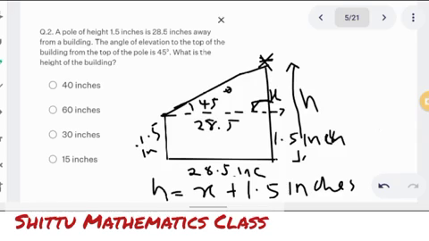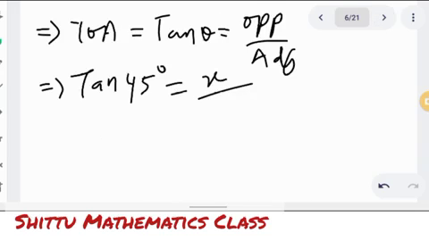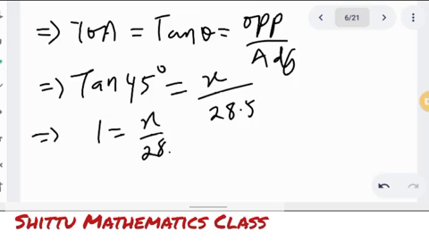Are you getting it now? That is our adjacent, because you can find this angle here, and this 90 degree angle lies on it, and that is our adjacent. So now, let's go further. You can have this to be 28.5. Do not forget that we said tan 45 degrees is 1, which equals x over 28.5.